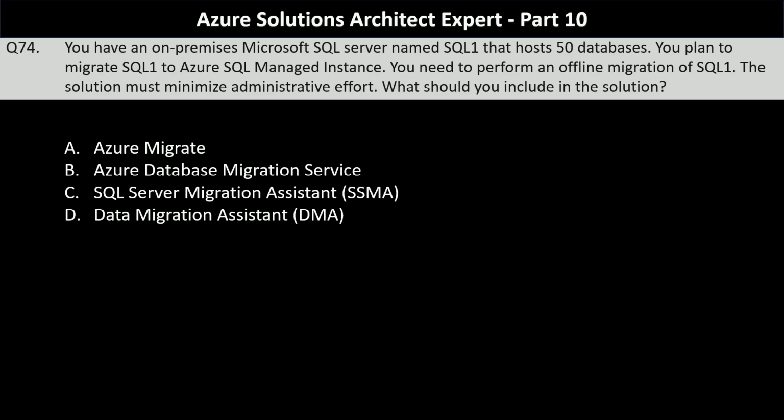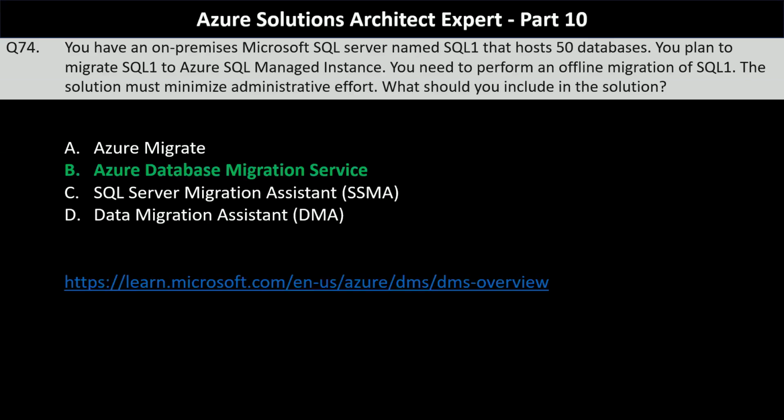Now, folks, for an offline migration of an on-premises SQL Server to Azure SQL Managed Instance, the best choice is to include Azure Database Migration Service in the solution. Azure Database Migration Service is a fully managed service designed to enable seamless migrations from multiple database sources to Azure data platforms with minimal downtime by allowing online migration, but it also supports offline migrations. Now let's understand what is the use case of the other services being talked about here.